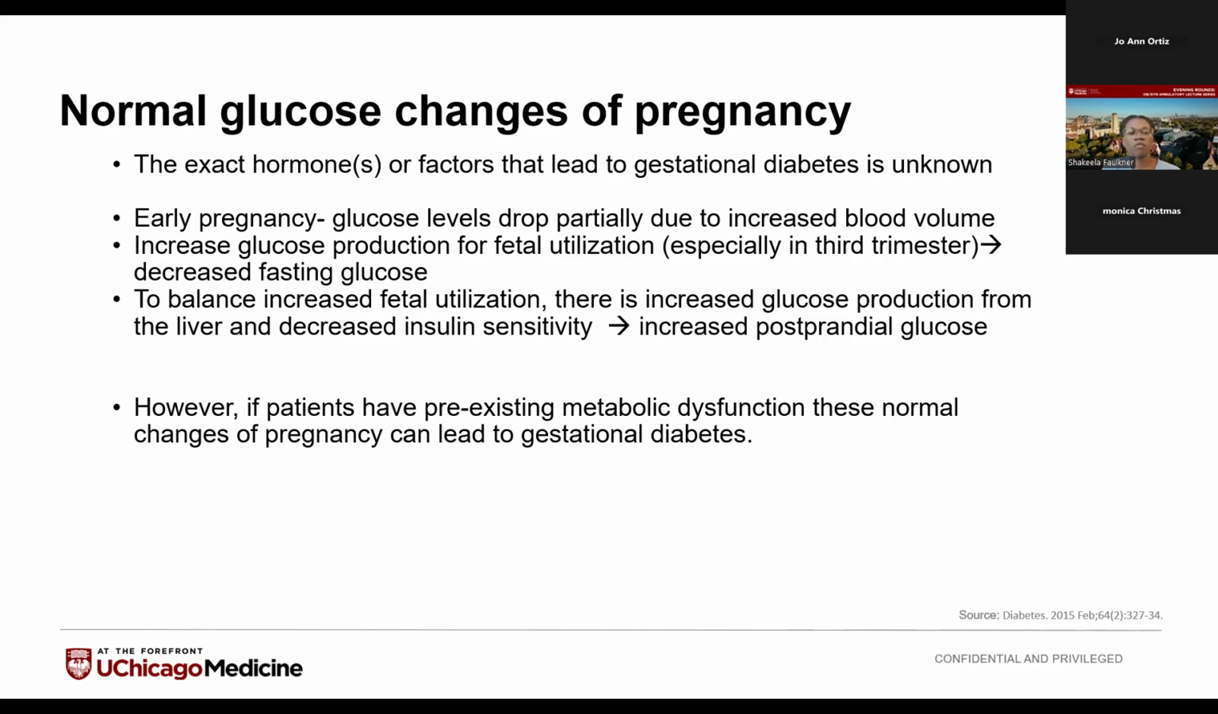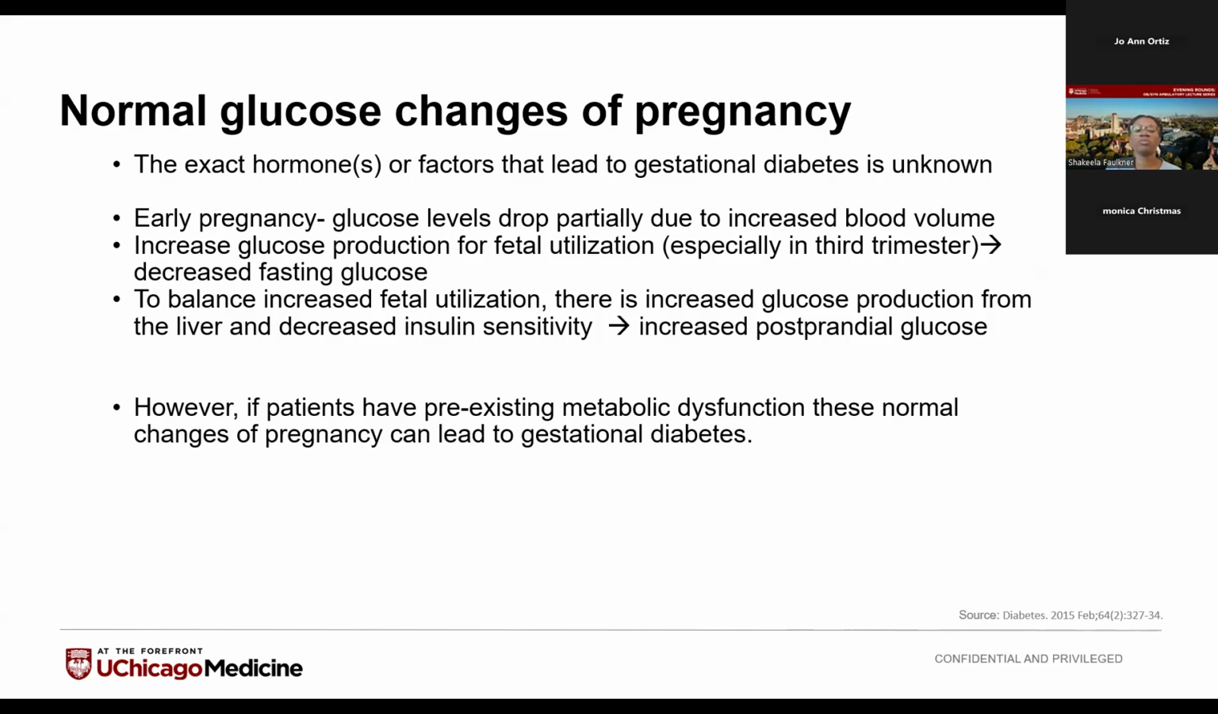But this is just an overview of the normal physiologic changes that we see within pregnancy. So early in pregnancy, we do see that the glucose levels will drop, in part due to the increased blood volume, which is why sometimes you'll see an A1C is a little bit less reliable than in a person who is non-pregnant. Then as we go throughout the pregnancy, we can see an increase in glucose production for fetal utilization, especially as we enter into the 3rd trimester.